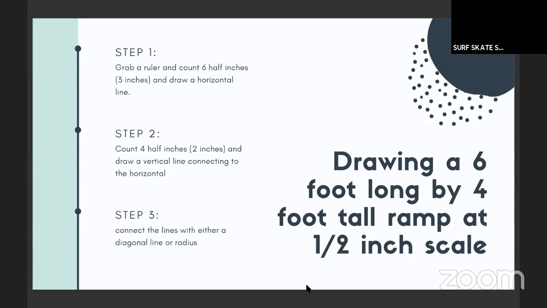the ramp. So it's really useful to learn how to do scale drawings, because especially in architecture and in drafting and any type of design, you want to be able to show your designs on paper. And you want them to be accurate. So this is how you do it, essentially. So the first step is you want to grab your ruler and count 6 half inches or 3 inches. It's just 3 inches, and draw a horizontal line. So I'll do that. So we got our paper here.